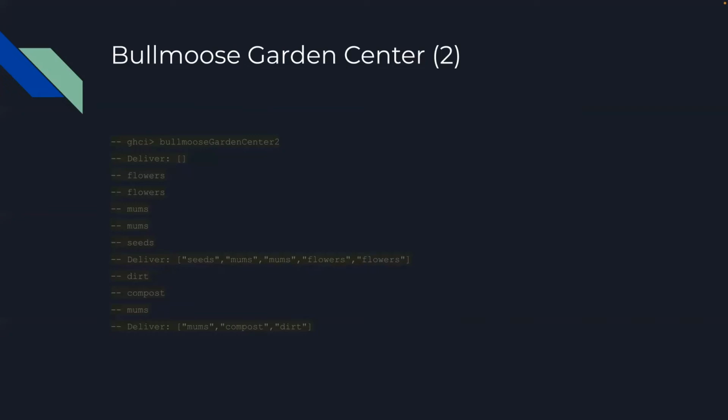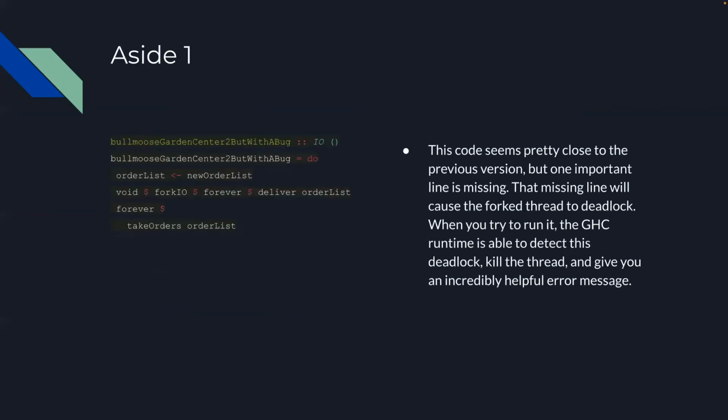All right, so I want to go aside for just one second and point out this code, which is like what I wrote before, but this time I forgot a very important piece of code. This part looks very, very similar to the previous version, but there's just one line missing, and that line will cause the forked thread to deadlock. When you try to run that program with this version, GHC is pretty amazing, and it will detect that the deadlock happened during the runtime, kill the thread, and then give you an incredibly helpful error message that looks like this.